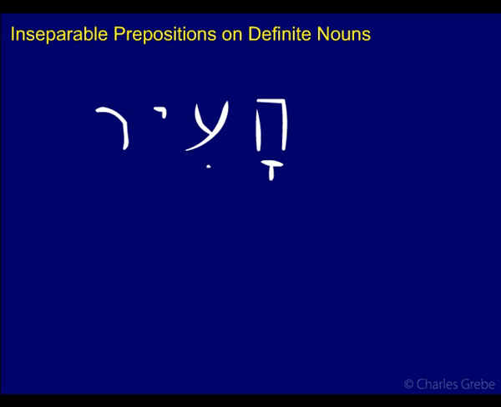So what happens now when we put, let's say, le on there? We just replace this with this, and I'll change my color back to emphasize that nothing else is changing. Ha-ir becomes la-ir. The compensatory lengthening remains, even with the inseparable preposition. Let's take a look at another one.